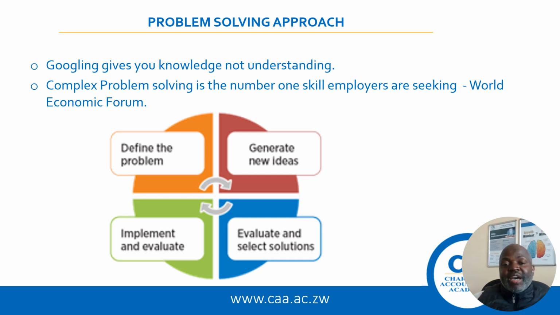First, you need to be able to define it. So as you read the scenario and the required, you are very clear on what the problem you're about to solve is. Once you're clear about the problem, you then need to generate new ideas about what can be done about the source, what can be done about whatever tax principle was under scrutiny, especially in your examination. So define the problem, generate new ideas, evaluate them, and then implement and evaluate as well.